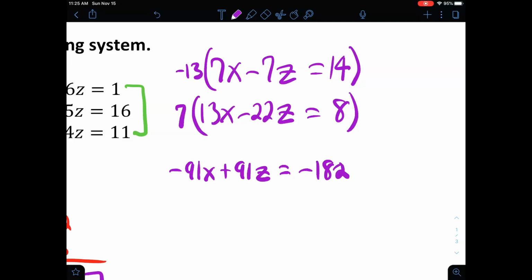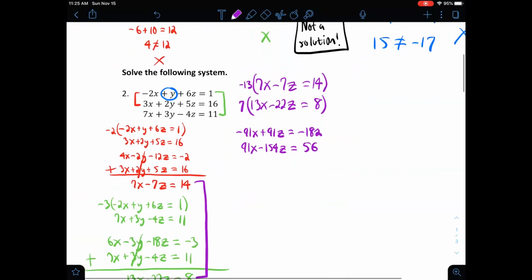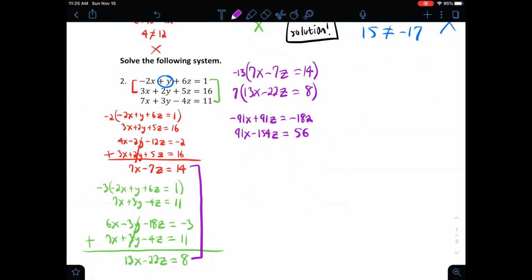Then we got on the bottom 7 times 13x is 91x. 7 times negative 22 is negative 154z. And we got 7 times 8 is 56. Okay, so you guys can see all that. Pause the video if you need to.